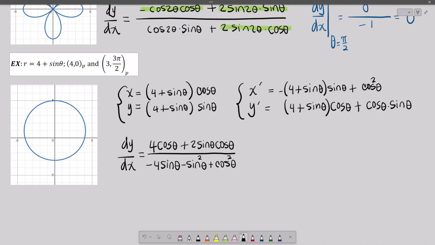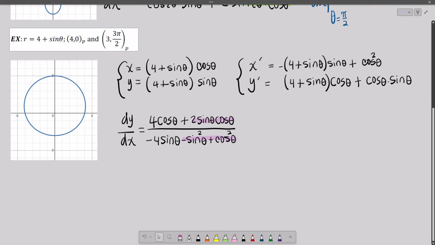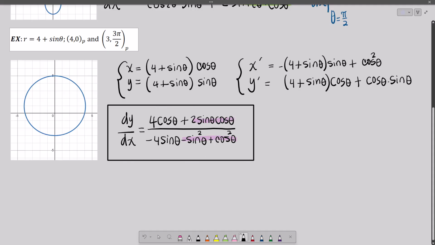And some of you probably are noting that, ooh, aren't those double angles? And yes, and you could convert to double angles if you wanted to, but it's not going to help us that much. Both of these are double angles. This is sine of 2 theta, and this is cosine of 2 theta. So you could do that, but we don't need to. So there is our derivative. This tells us the slope of the tangent line at every point on our graph. They ask us to find the slope of the tangent line at 3 pi over 2.